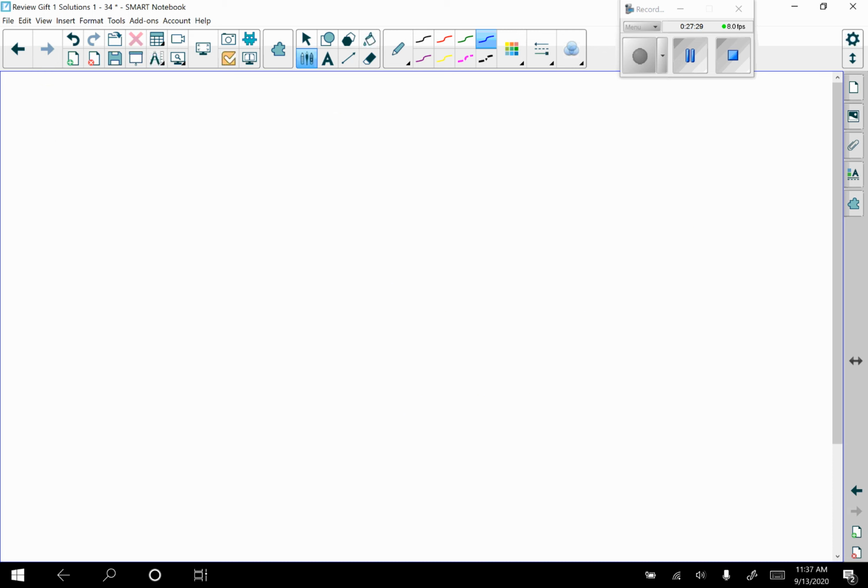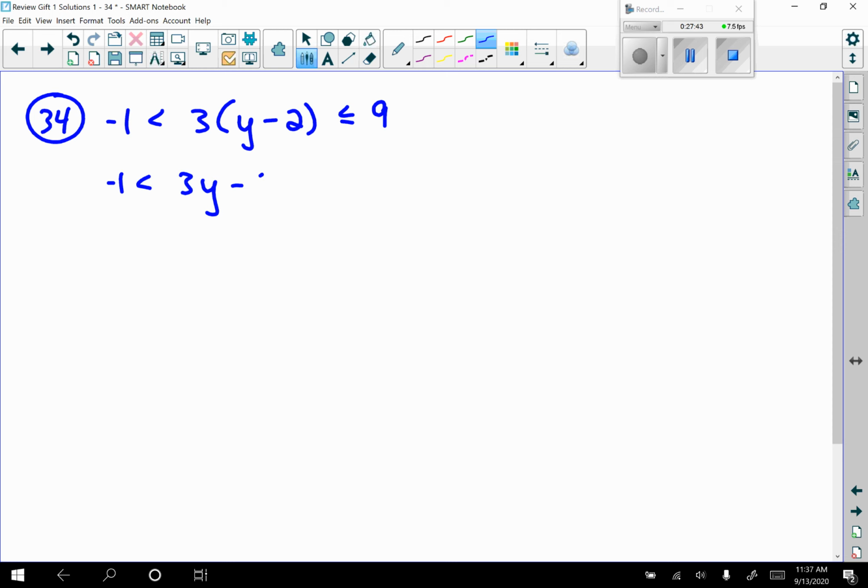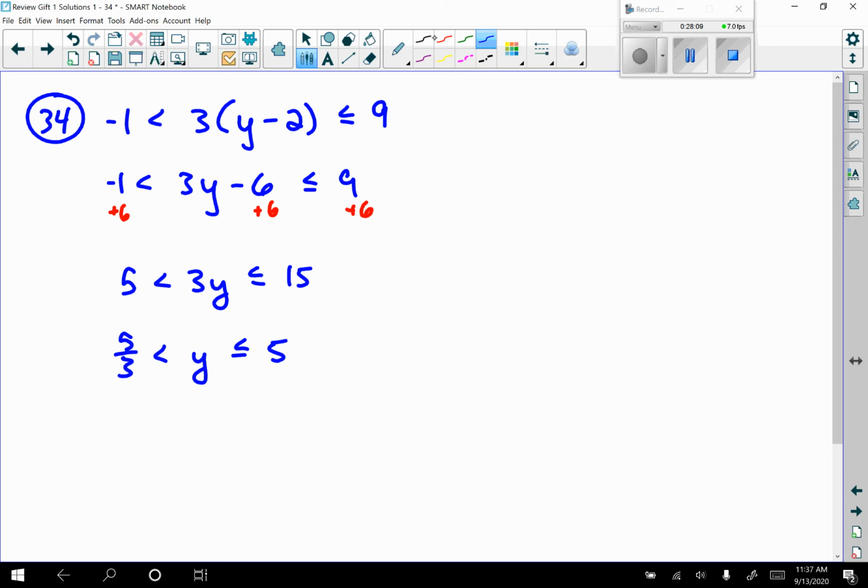And then finally our last one, 34. We have, again, how we read this, 3 times the quantity y minus 2 is greater than negative 1, and it's less than or equal to 9. So I want to start by distributing this 3. We get 3y minus 6. So now 3y minus 6 is greater than negative 1 and less than or equal to 9. Again, I could start by, or continue by, adding 6 everywhere. So negative 1 plus 6 is 5, so we really get 3y is greater than 5 and less than or equal to 15. Divide by a positive 3, signs stay, so y is going to be greater than 5/3 and less than or equal to 5.